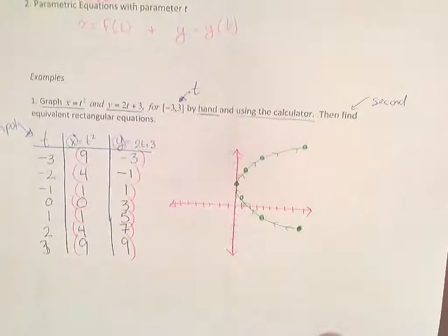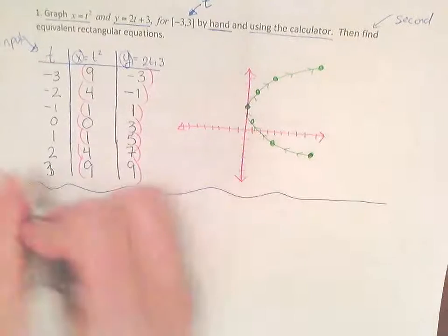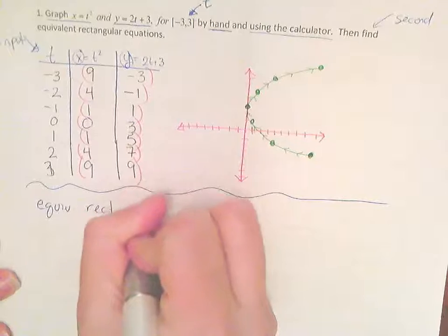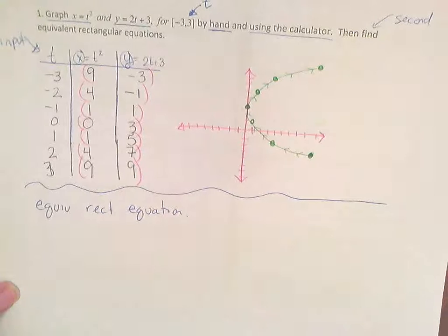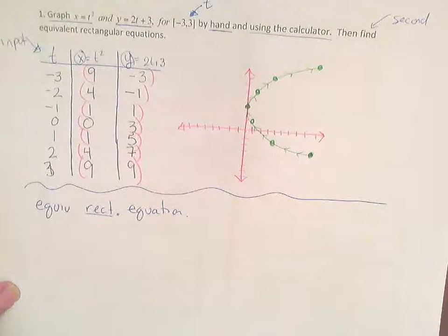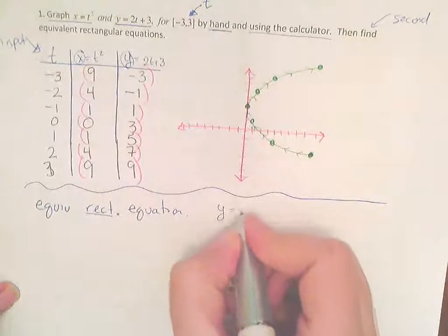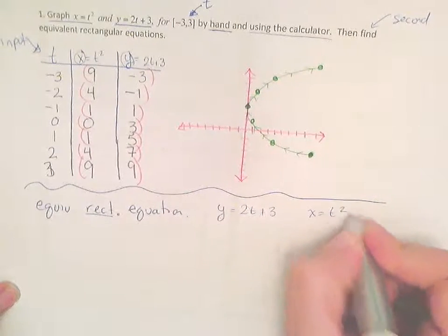Now the second part, find the equivalent rectangular equation. So now basically what we want to do is get rid of the t, because a rectangular equation is an equation that only contains x's and y's. So what that means, here are my two equations. y equals 2t plus 3, and x equals t squared.